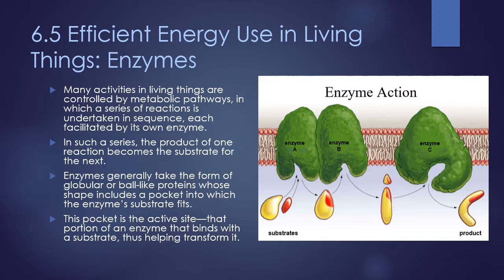Enzymes will normally take the form of a globular or ball-like protein, and you can see that in this shape here. They tend to have this pocket in there into which the substrates will fit. This pocket is a shape matching the substrates. This substrate won't fit into that enzyme because it's the wrong shape. These two will fit here because they match the shape. This will fit here because it matches this shape.